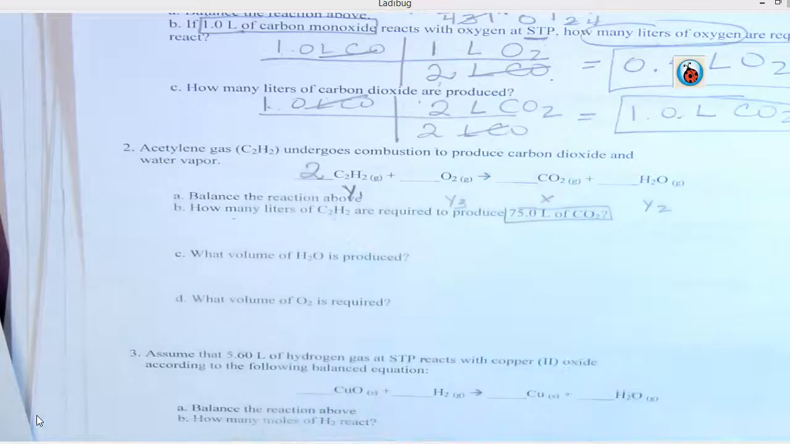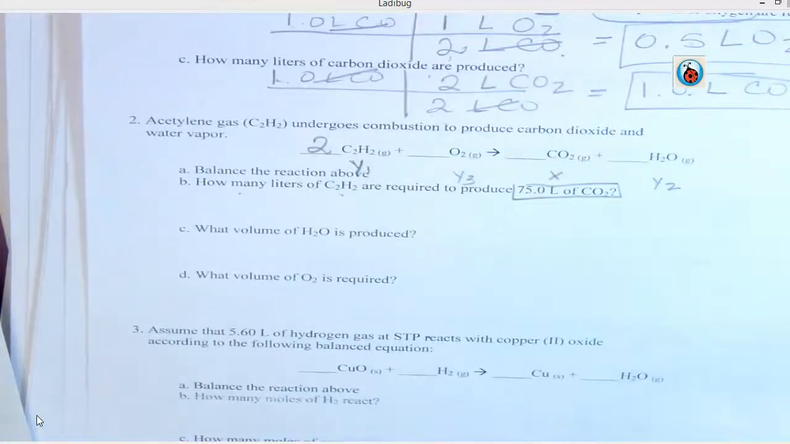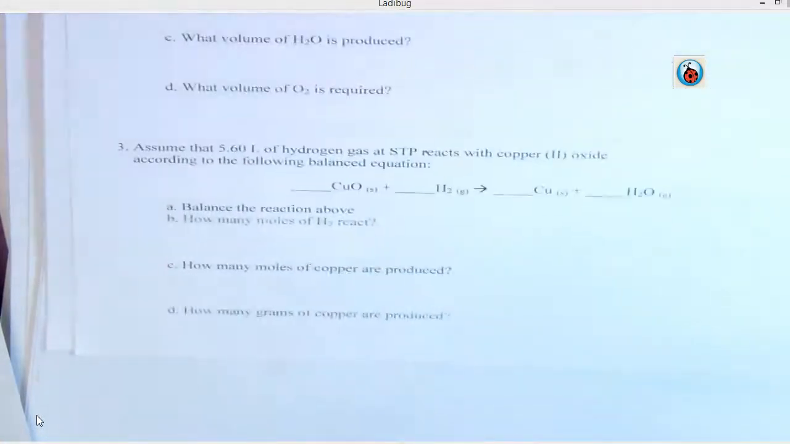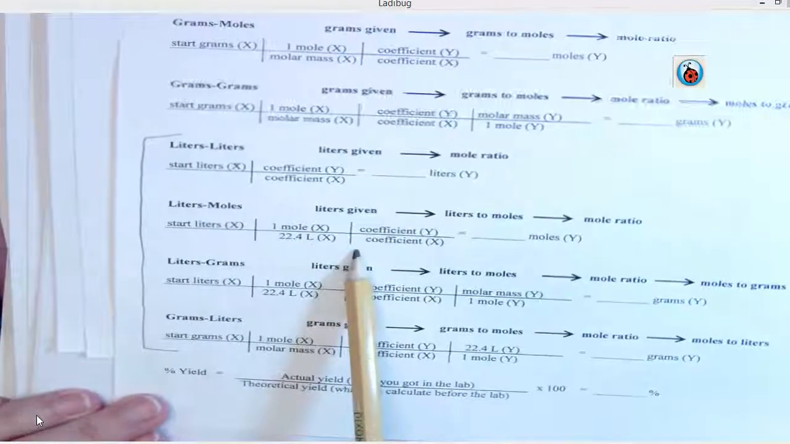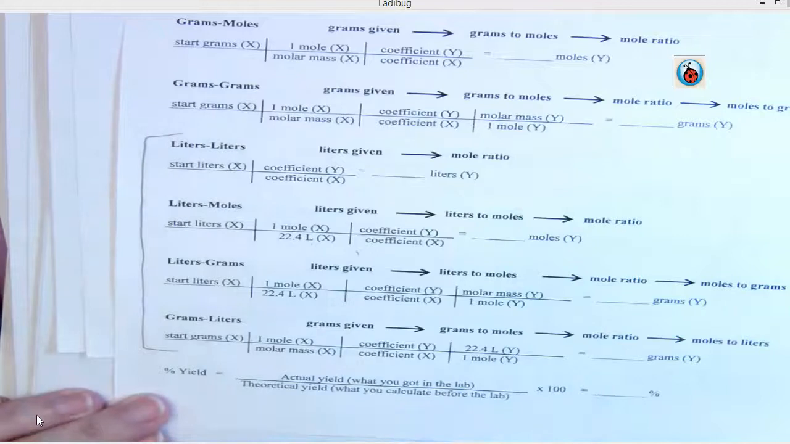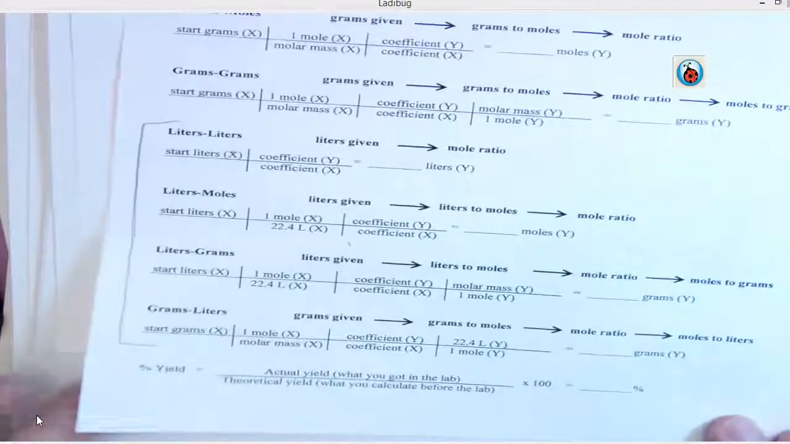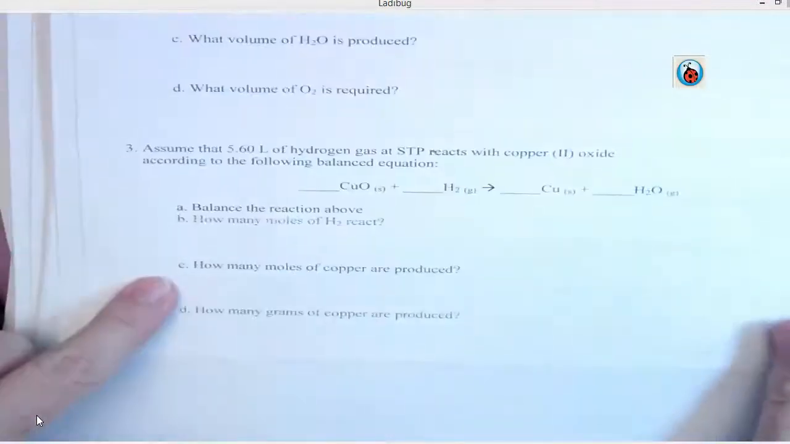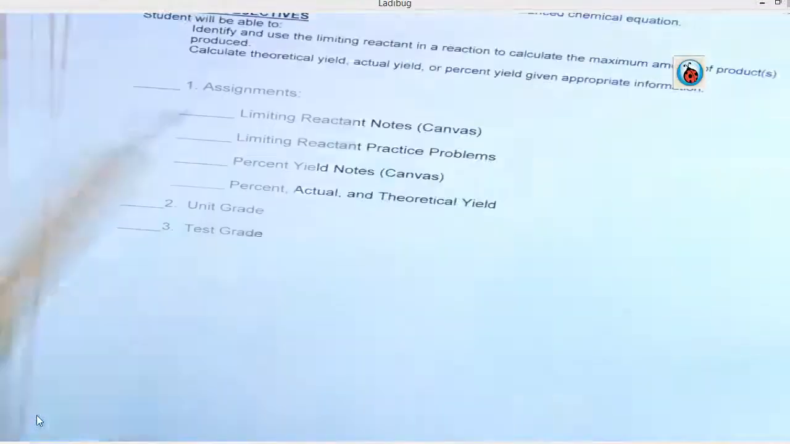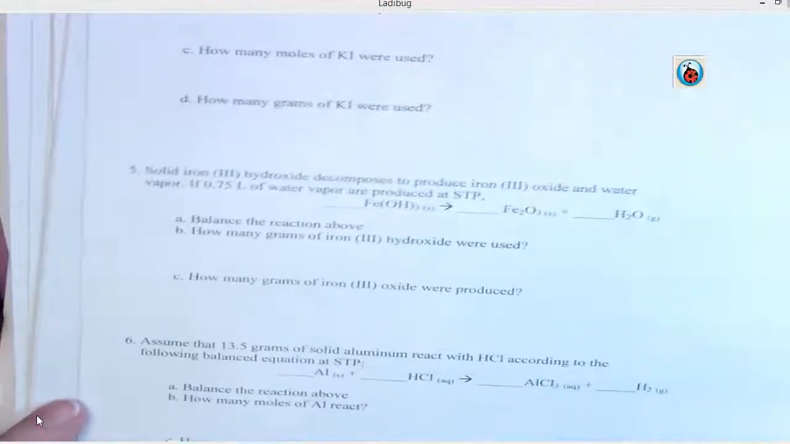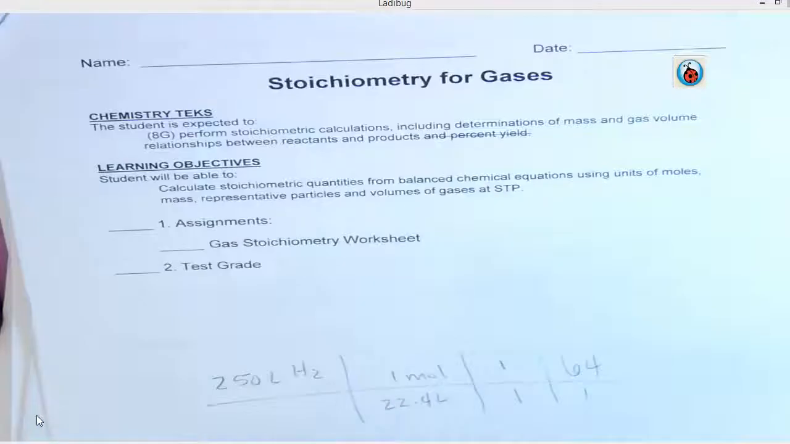Liters to liters. When you get down here to number 3, that's when it starts switching around, and we're going to work on some of these other ones. But it's just like what we did up here with the grams to moles and moles to grams. We're going to do liters to moles, liters to grams, and grams to liters. Okay, follow along with your cheat sheet. Pick out your X and Y's. If you have any questions, let me know.